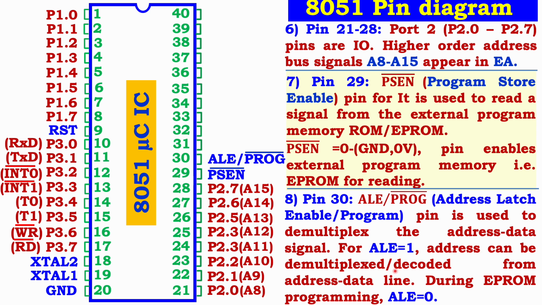Address can be accessed, address can be decoded, address can be demultiplexed, nothing but address can be accessed, only address. From what? From the AD bus, address data bus line. So this is the importance of pin number 30 by initiating the ALE. If you don't want to take this ALE, we can make it active 1, and then it can access the program code in the EPROM. So that is the thing about pin number 30.